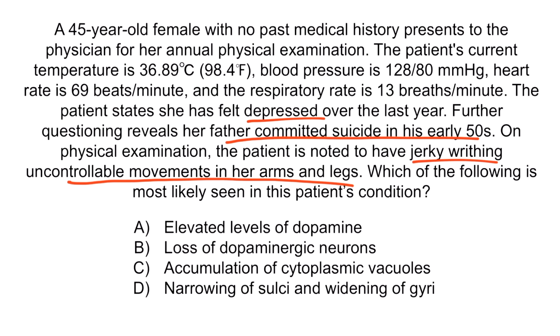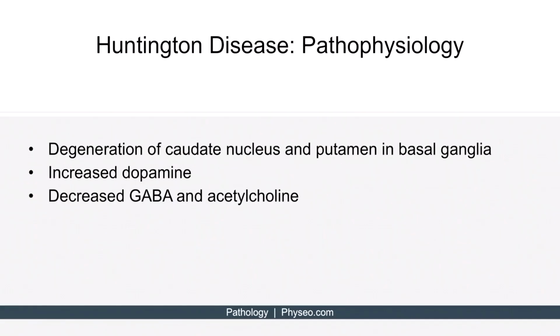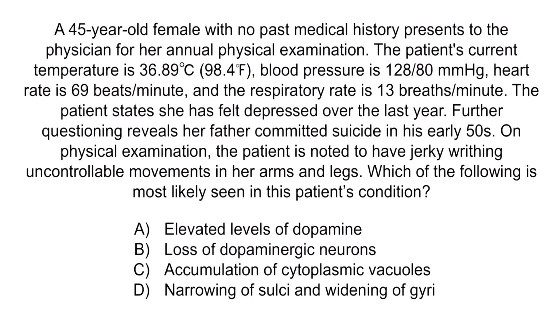Huntington disease is an autosomal dominant disorder, and suicide is a common cause of death. Therefore, answer choice A is correct. From this slide, recall that Huntington disease can lead to elevated levels of dopamine. B is incorrect because loss of dopaminergic neurons refers to Parkinson's disease.